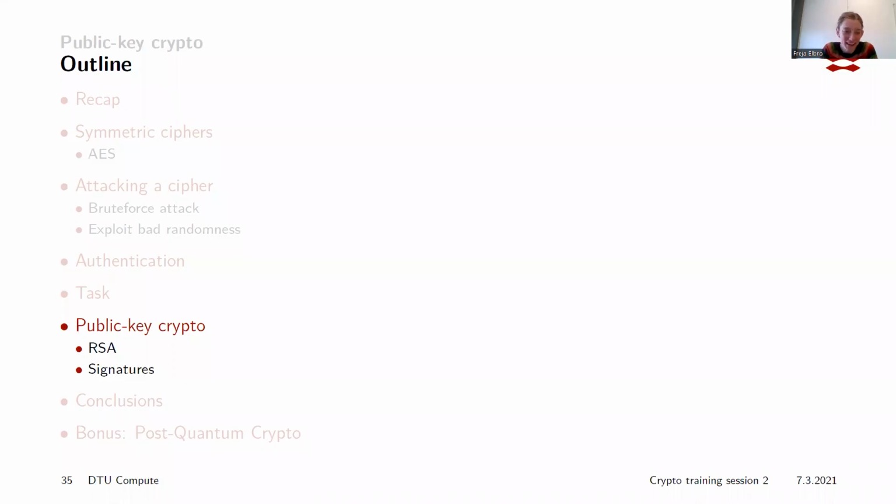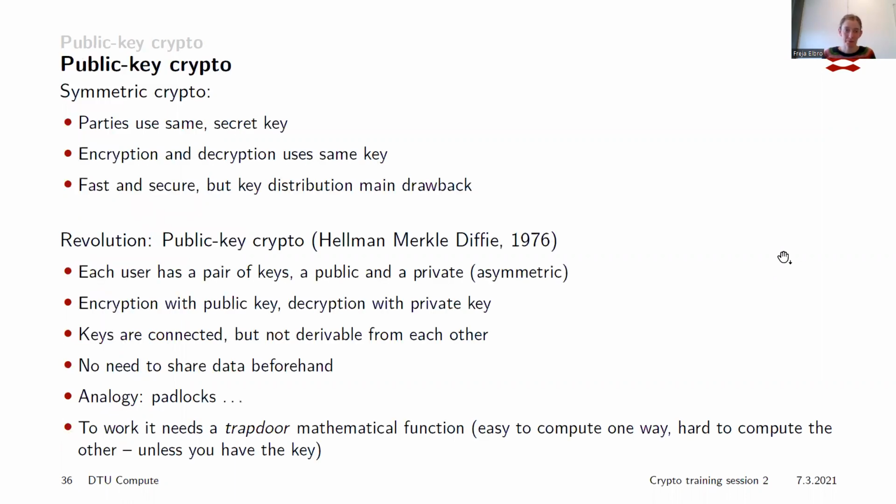Okay, so now finally we're getting to public key cryptography. We're getting to RSA and something called signatures. As I've said a couple of times, in symmetric cryptography the two parties that want to communicate need to have the same secret key. Encryption and decryption use the same key, and this is fast and secure, but key distribution is of course the main drawback. In the 1970s, there was a revolution by Hellman, Merkle, and Diffie, and this is called public key cryptography.